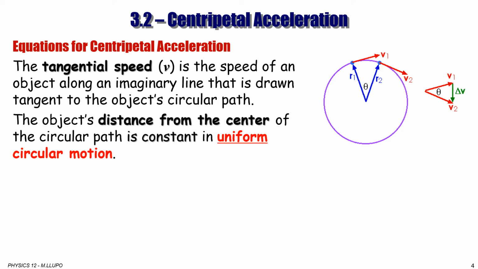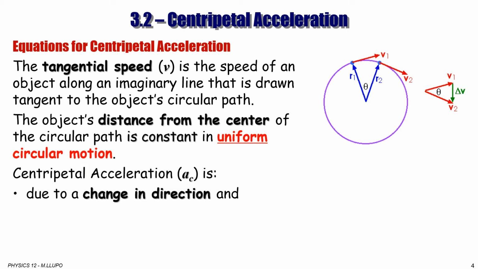So that's why we call that speed a tangential speed, because the velocity is tangent at that point. The tangential speed is the speed of the object along the imaginary line that is drawn tangent to the object's circular path. The object's distance from the center of the circular path is constant, which is the radius, in uniform circular motion. So centripetal acceleration is due to a change in direction, not the magnitude.